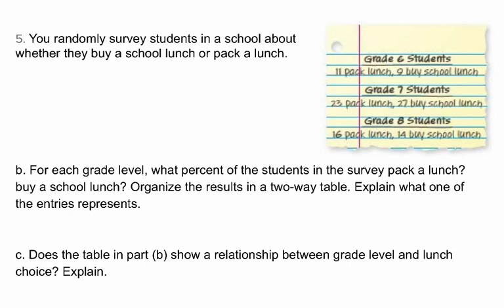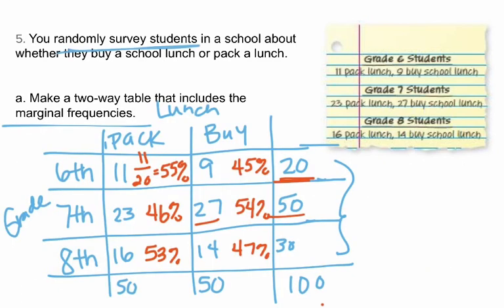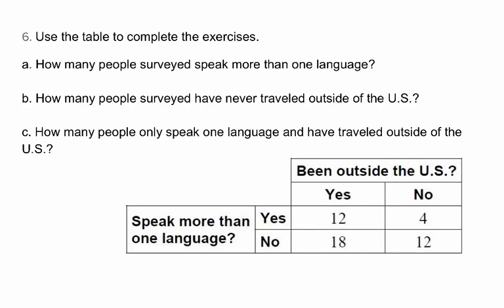So, letter C is that interpretation piece that I've been talking about. Does the table in this part show the relationship between grade level and lunch choice? Do you see a relationship? Honestly, it's split pretty even, right? 6th graders, almost half pack, almost half buy, a few more pack. 7th graders, it's about half and half as well, and 8th graders, it's about half and half as well. So we can see that it's really about split down the middle for how many pack a lunch and how many buy a lunch.